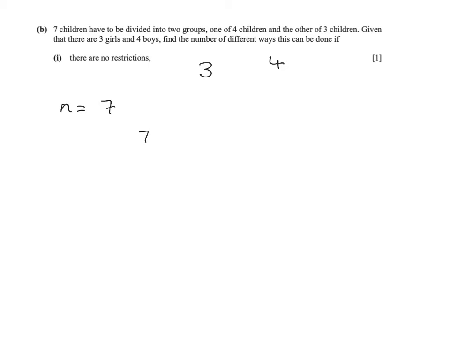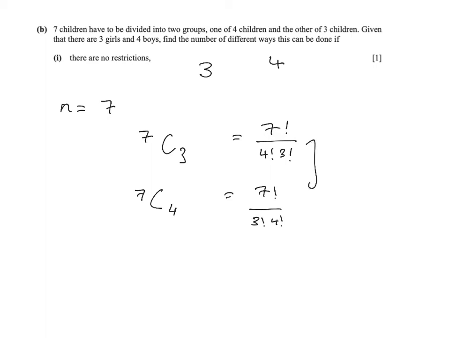So we can start by making a group of 3, which would be 7 choose 3, which is the same as 7 factorial over 7 minus 3 factorial, which is 4 factorial times 3 factorial. Or we can start with a group of 4, 7 choose 4, and that is 7 factorial over 7 minus 4 factorial, which is 3 factorial times 4 factorial. As we can see, the answers are the same here. Hence, it doesn't matter which way you pick first, as order doesn't matter in a combinations question. So the answer is 35, and that is the number of ways this can be done if there are no restrictions.